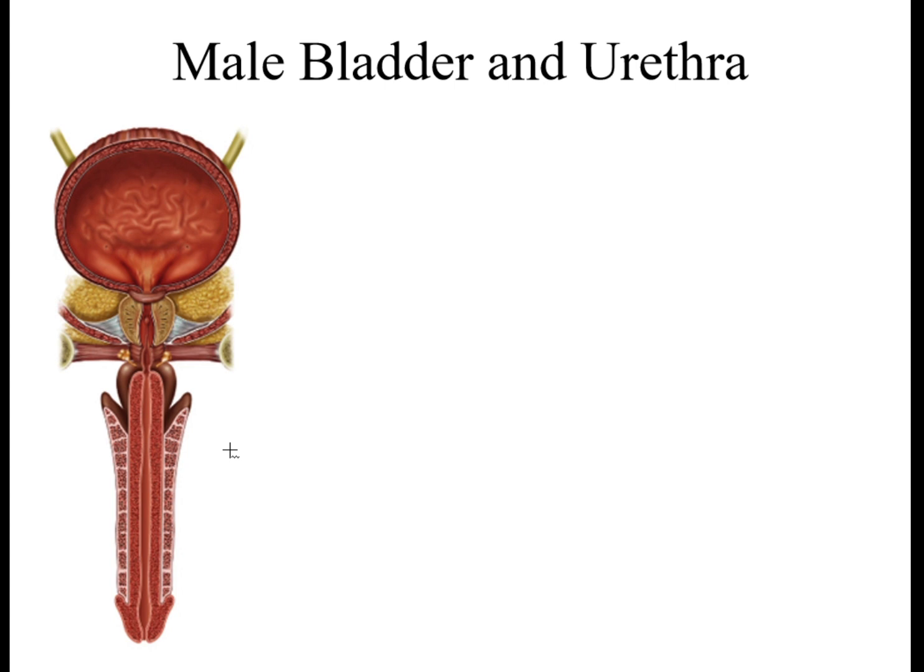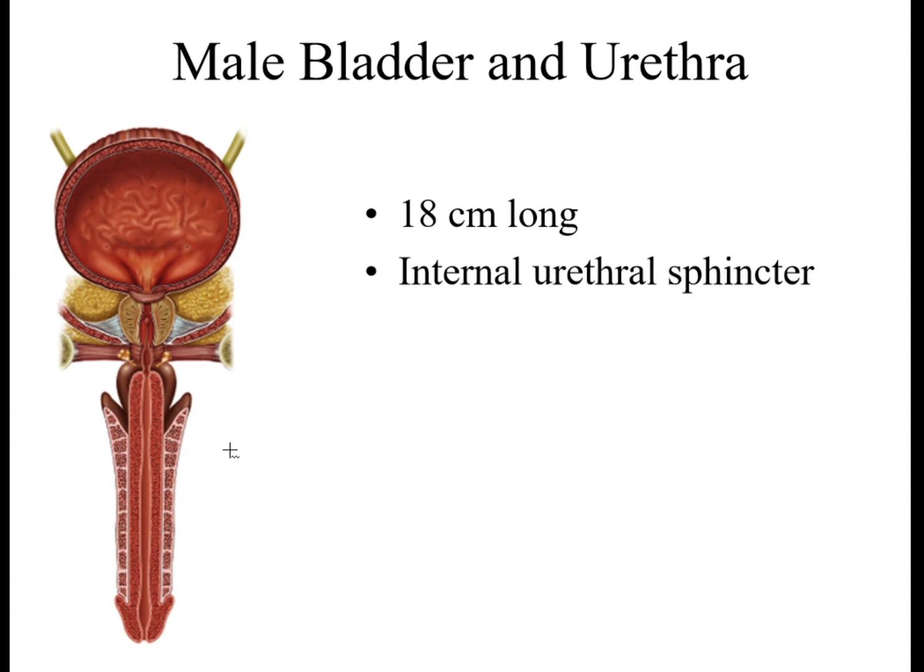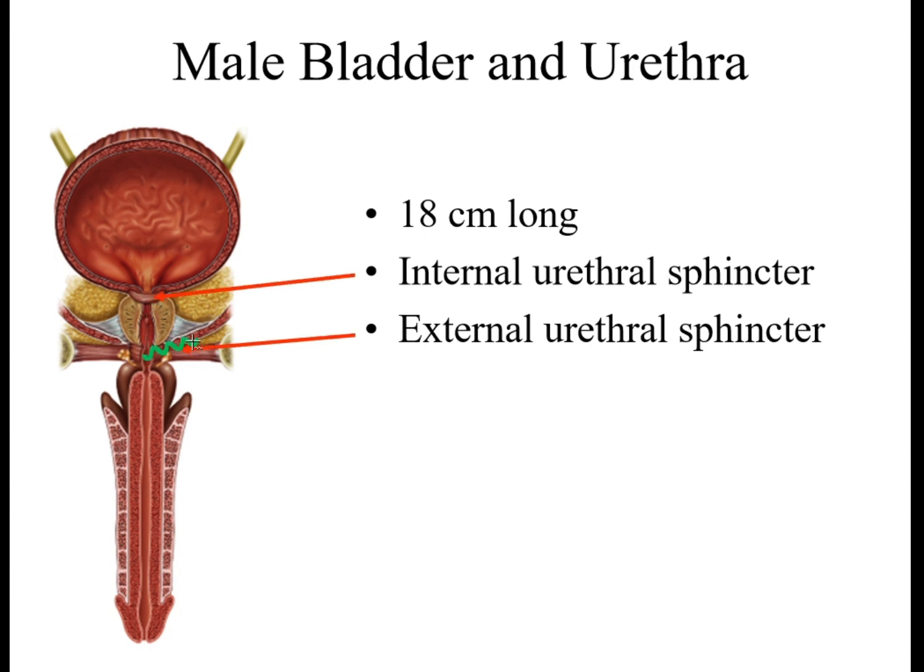Next we have the male bladder and urethra. This is the male urethra, and you can see here that it is 18 centimeters long, right? The internal urethral sphincter is present here, and this part is the external urethral sphincter, as you can see.